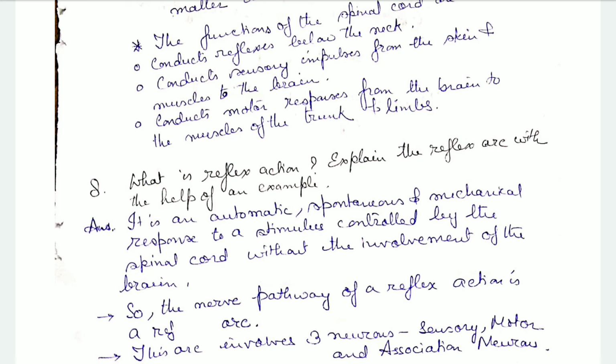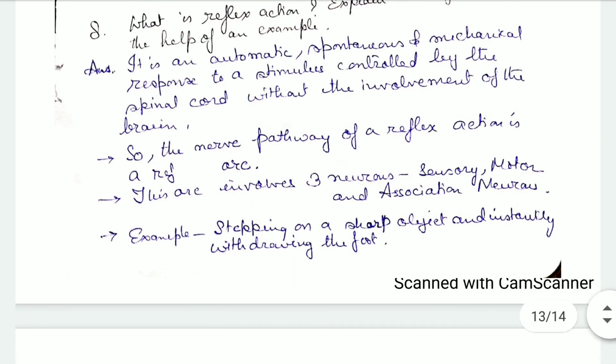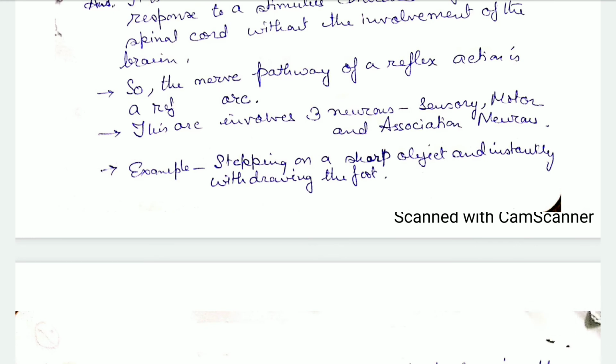Now we come to the next question. What is a reflex action? Explain the reflex arc with the help of an example. Reflex action is an automatic, spontaneous and mechanical response to a stimulus, controlled by the spinal cord without the involvement of the brain. The nerve pathway of the reflex action is known as a reflex arc. This arc involves three neurons: sensory, motor and association neurons.